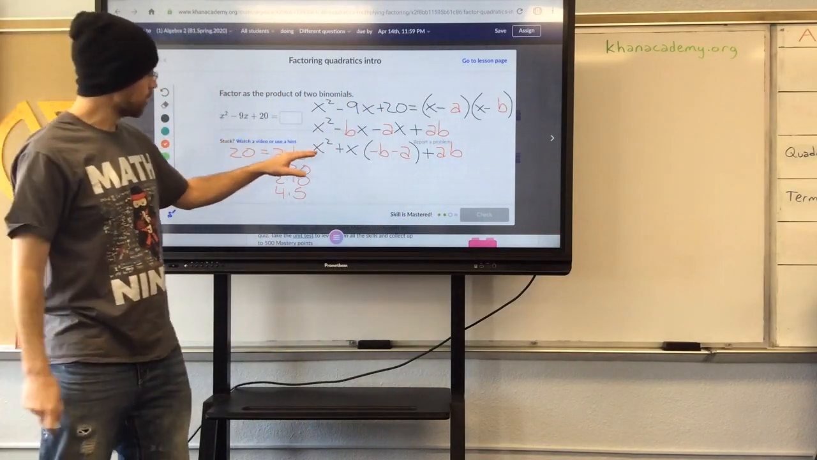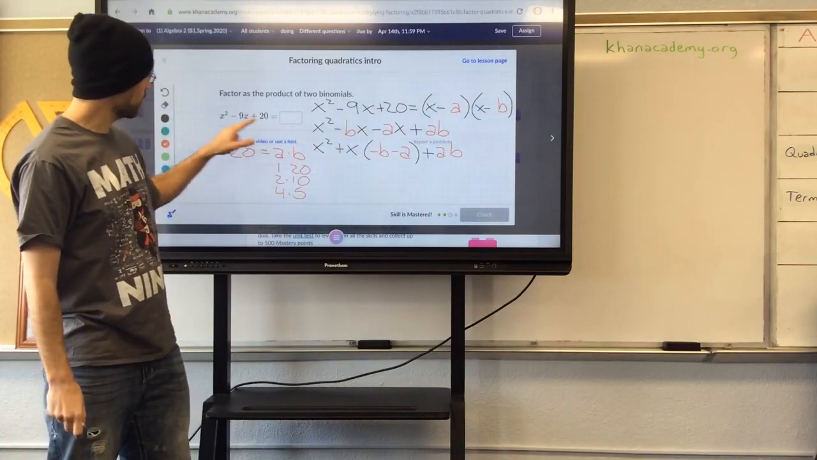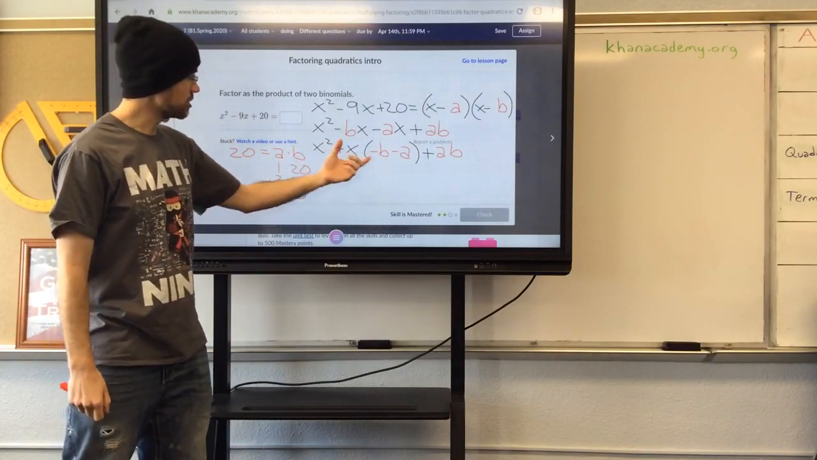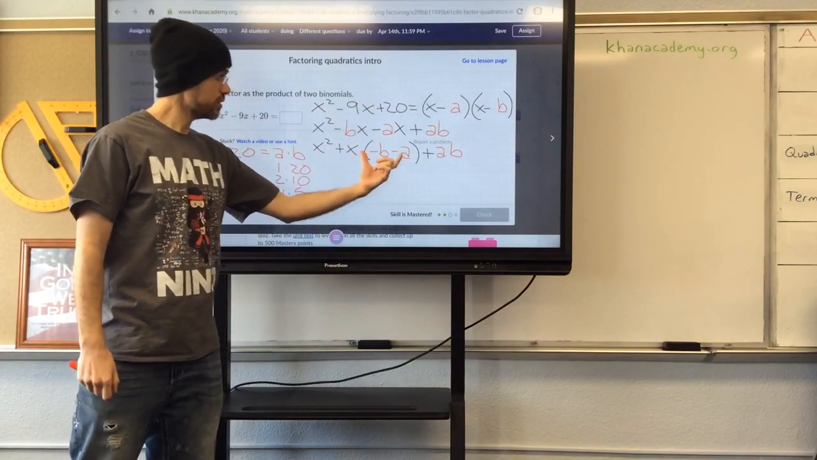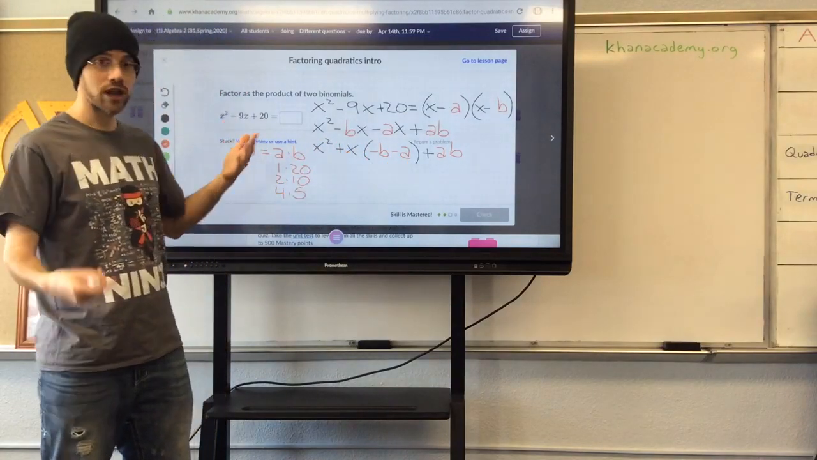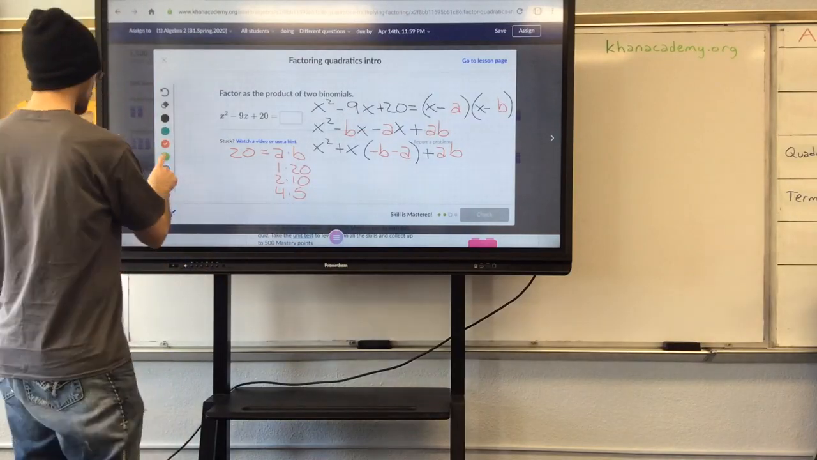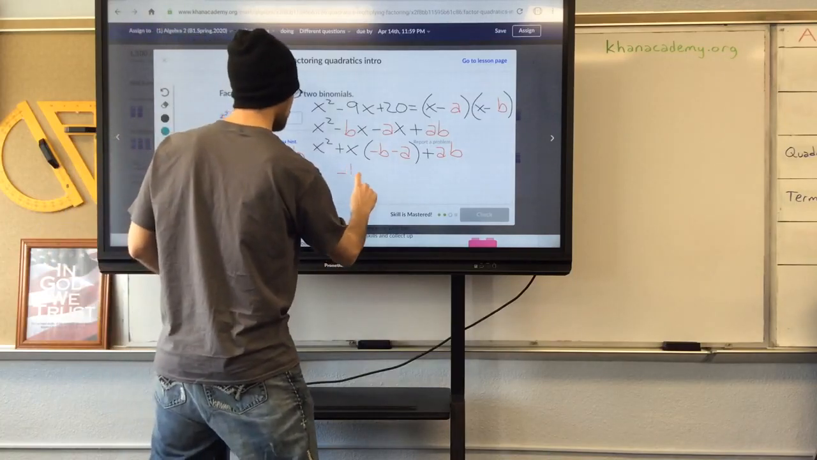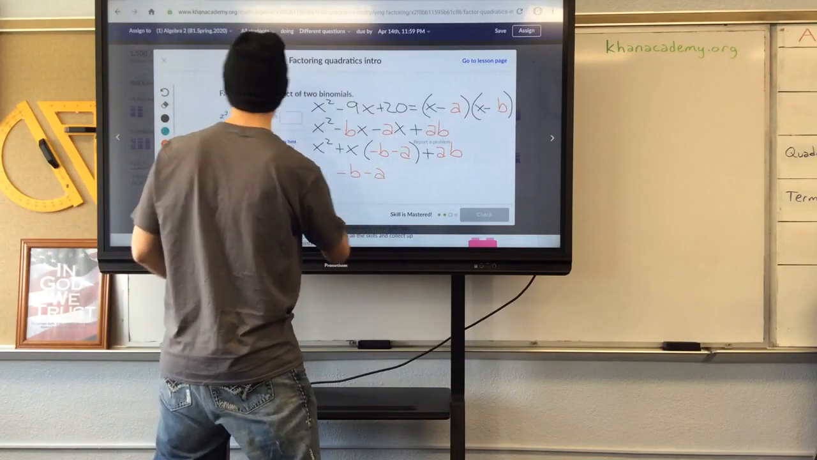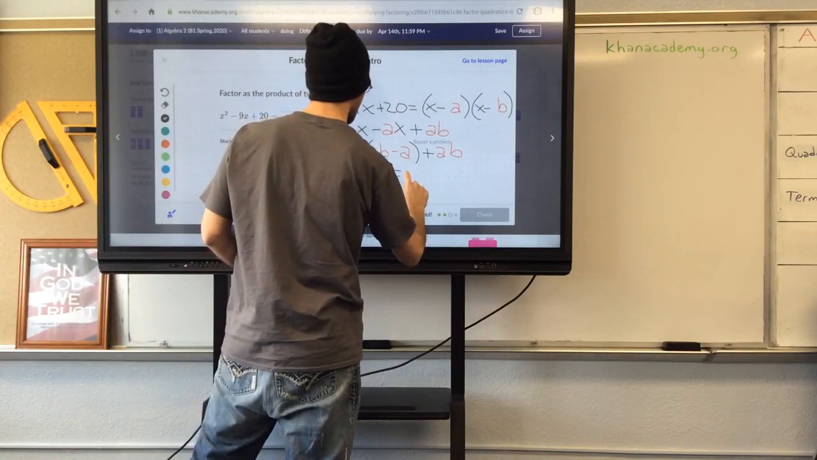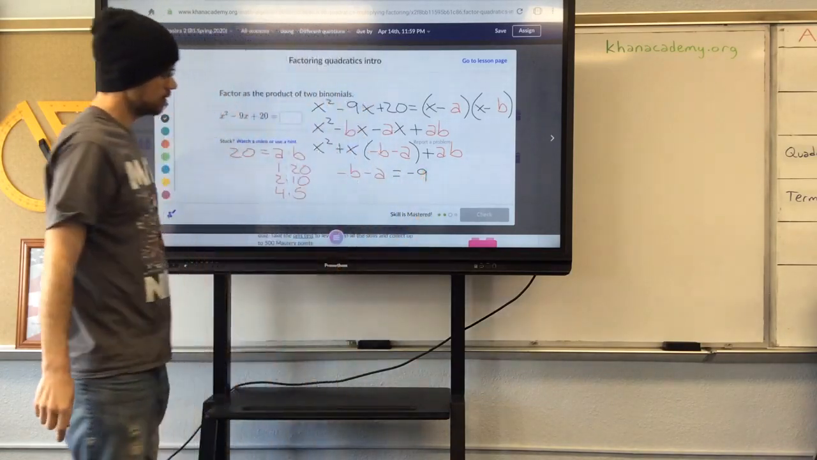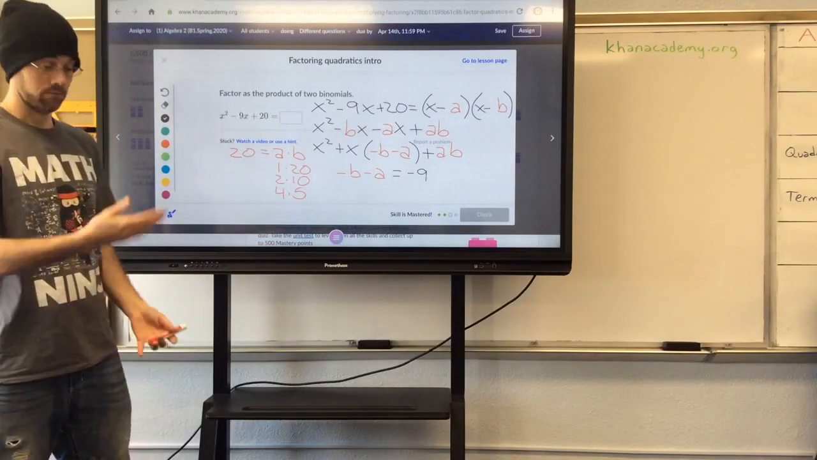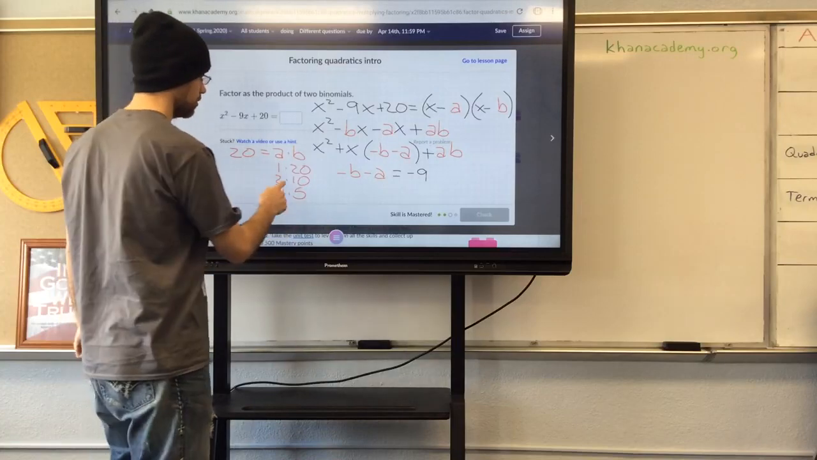Okay, so compare this form here. We've got x squared and x squared. That's good. We've got negative 9x. This is x times this stuff. Well, this stuff has to equal negative 9 if we're going to have the right solution. So let's write that. We'll have negative b minus a has to equal negative 9. All right? Well, our options for a and b are right here. So let's see which one of them is true.